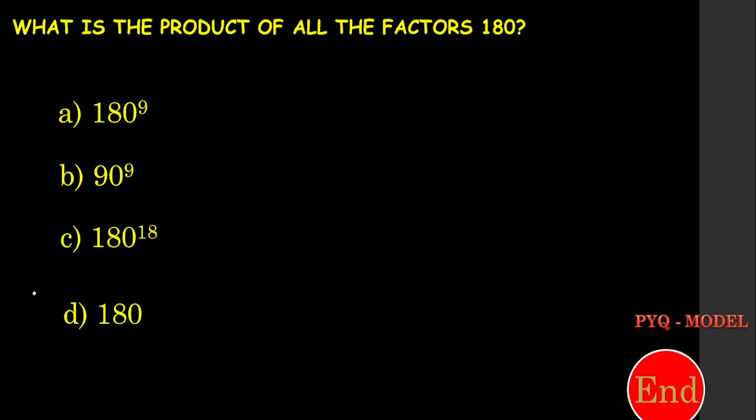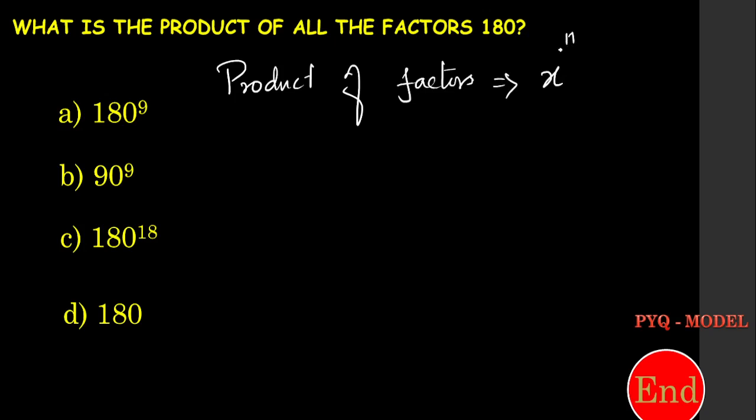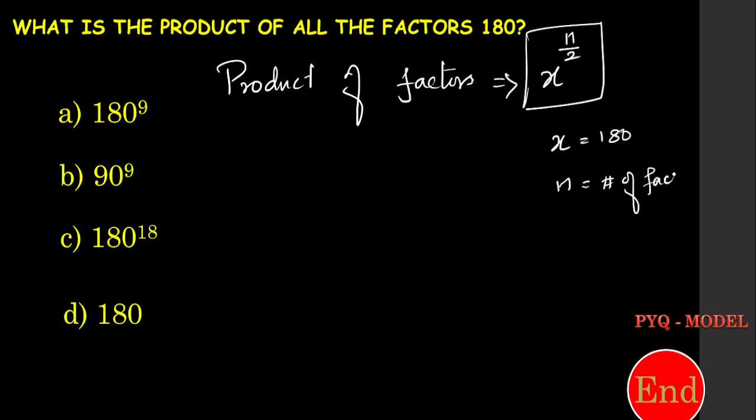First, I want to write the formula for product of factors. Product of factors is x power n by 2. This is the formula. x is nothing but here 180. n is nothing but the number of factors. So first find the number of factors.